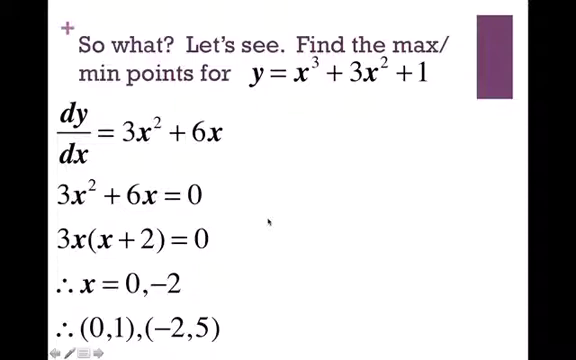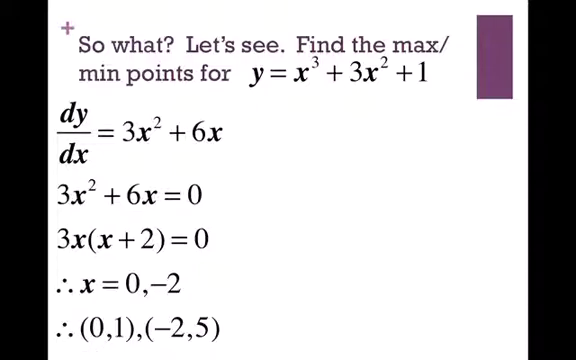Now take what you know about sign diagrams and what the slope of the tangent line should be to the left and to the right side of these points to figure out if this point is a max or a min. Take a moment, go ahead and pause.